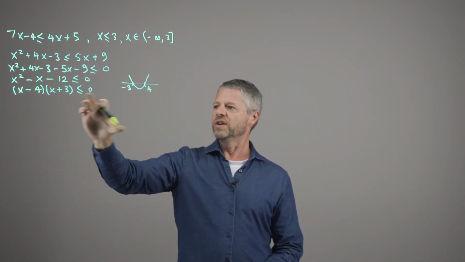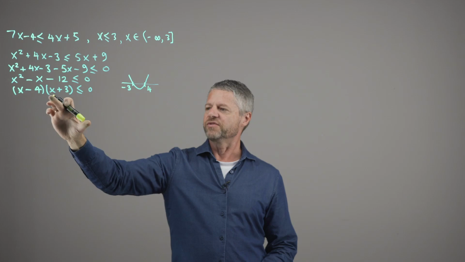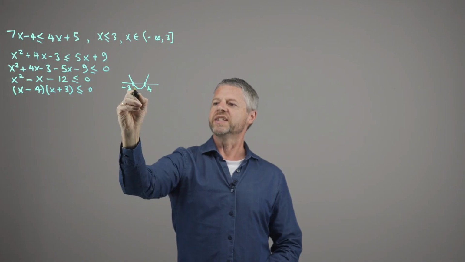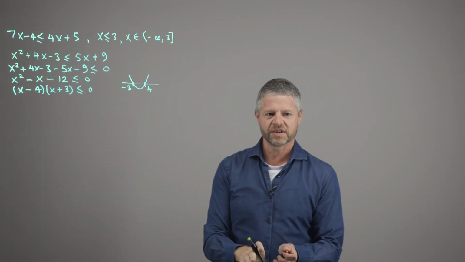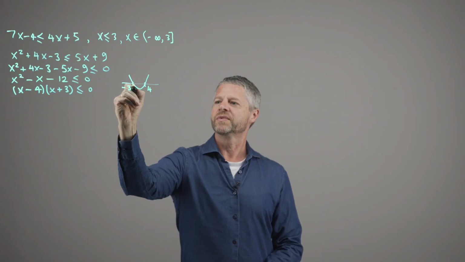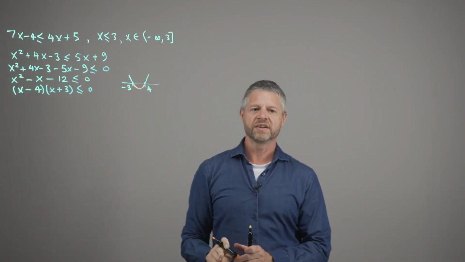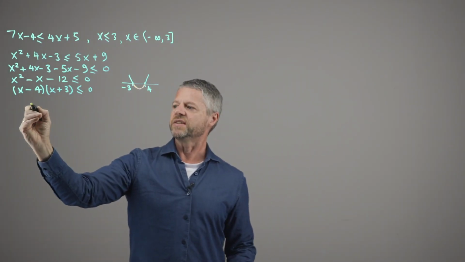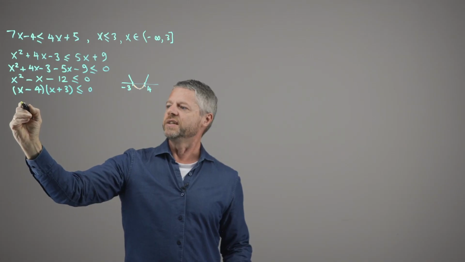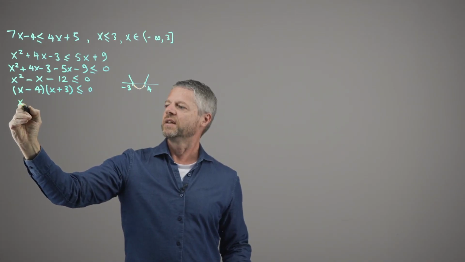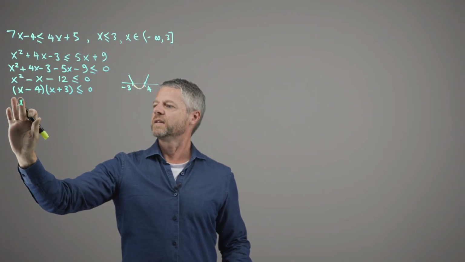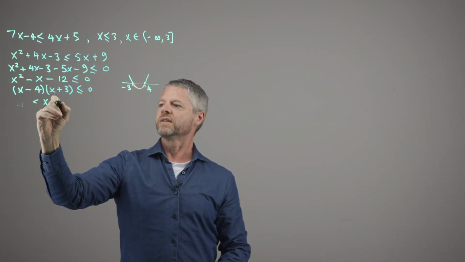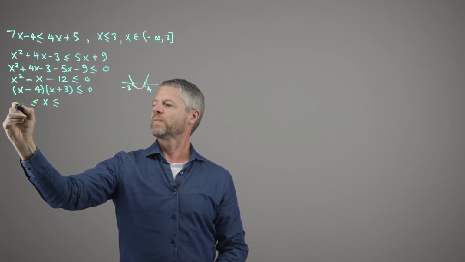Now we want to know where this quadratic function is less than or equal to 0. In other words, we're interested in this part of the graph because that's where it's less than or equal to 0. So we've discovered that the solution set here is x in between minus 3 and 4.